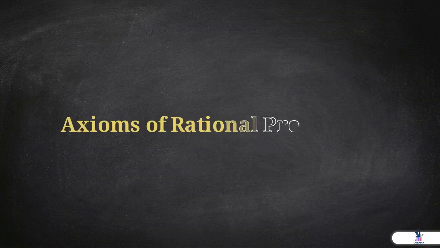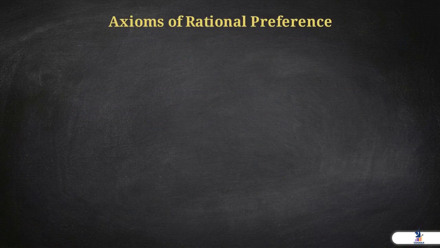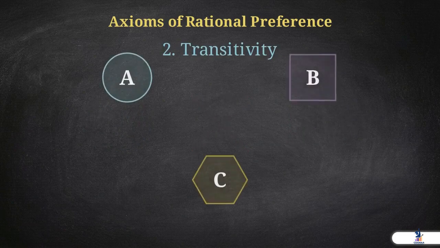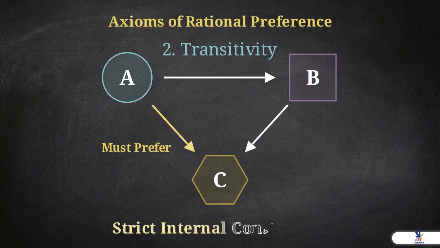For these rankings to be useful, they must follow rules, which we call axioms. The first is completeness. A rational consumer can always compare any two bundles. They prefer A to B, B to A, or they are indifferent. There is no unresolved indecision. The second axiom is transitivity. If a consumer prefers bundle A to bundle B and prefers B to C, they must prefer A to C. Their preferences must possess strict internal consistency.